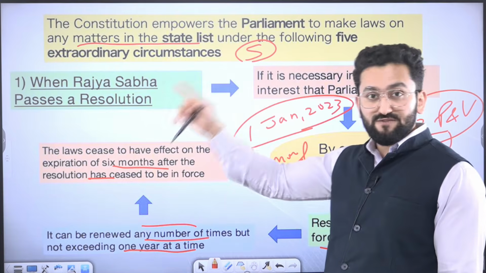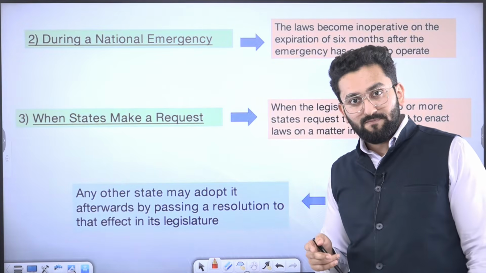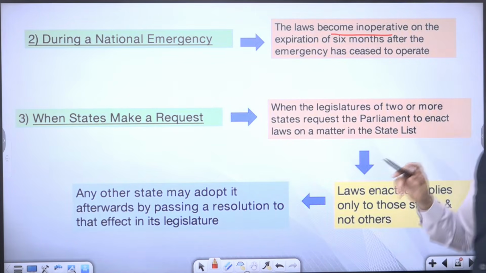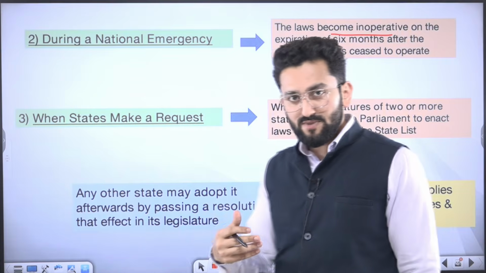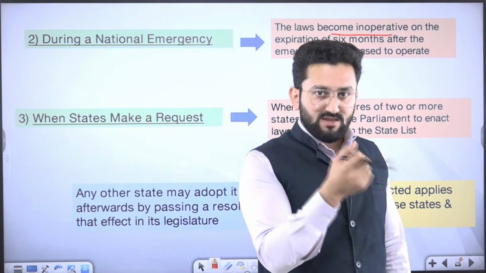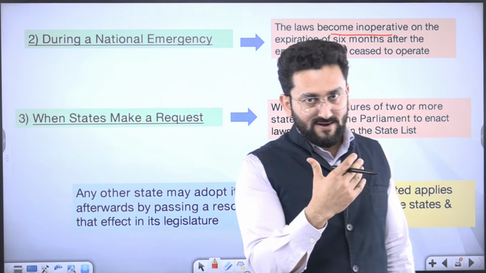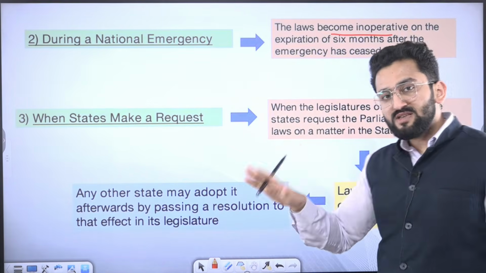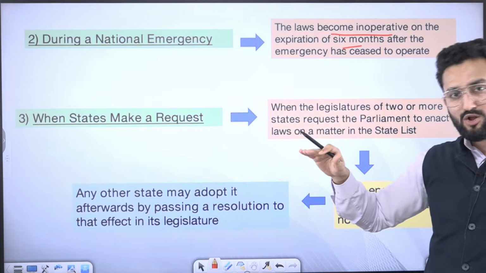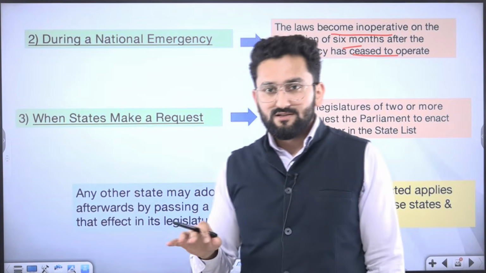So this is the first extraordinary circumstance. What is the second? Second is during national emergency. Laws become inoperative on the expiration of 6 months. So it means if a national emergency is in place, now the legislative power of the state comes to the center. Because now the sovereignty and integrity of India becomes the topmost priority, right? But as the emergency is over, after that, till 6 months, this will be in operation. These laws can be in operation, and after that, they will cease to exist, right?